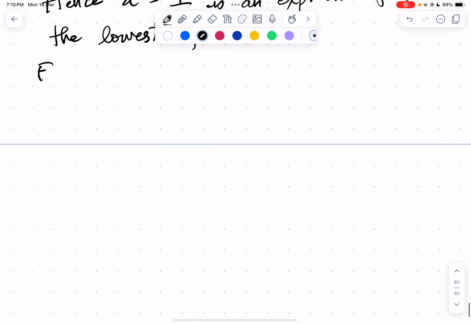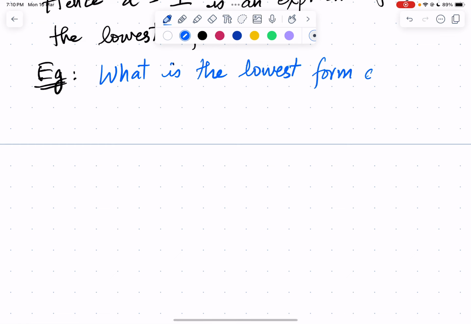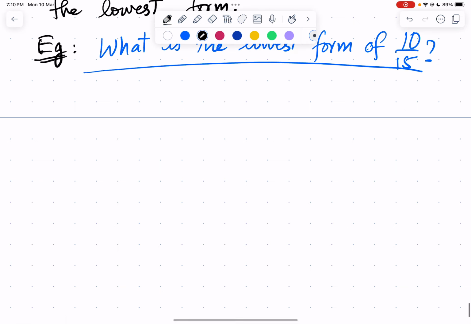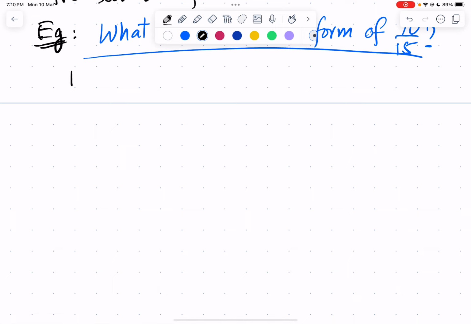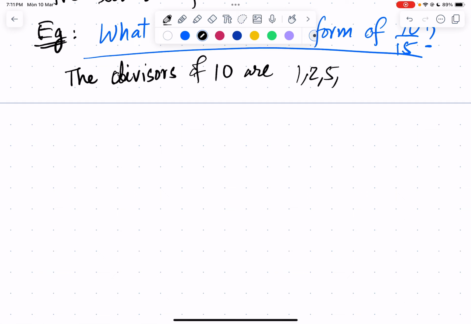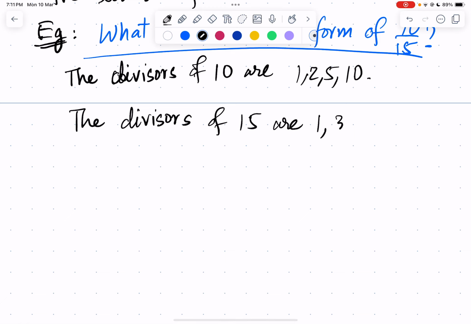So for example, I like the questions in blue. The same question: what is the lowest form of 10 by 15? The divisors of 10 are 1, 2, 5 and 10. The divisors of 15 are 1, 3, 5 and 15.